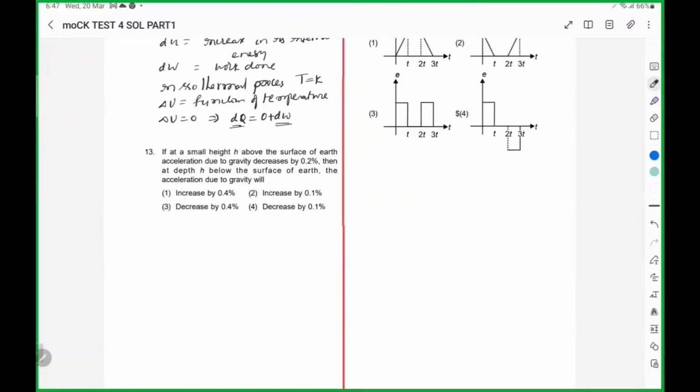Here acceleration due to gravity at a height h is g dash equals g times 1 minus 2h by R. That is g dash minus g is minus g into 2h by R. He has given g dash minus g by g into 100 is 2 percent.